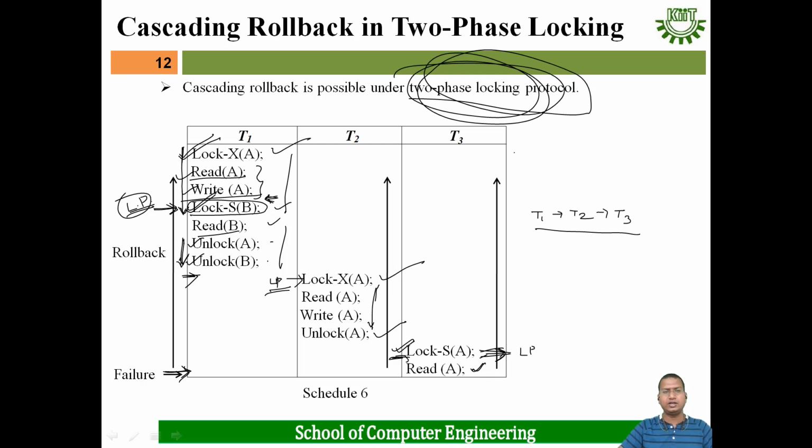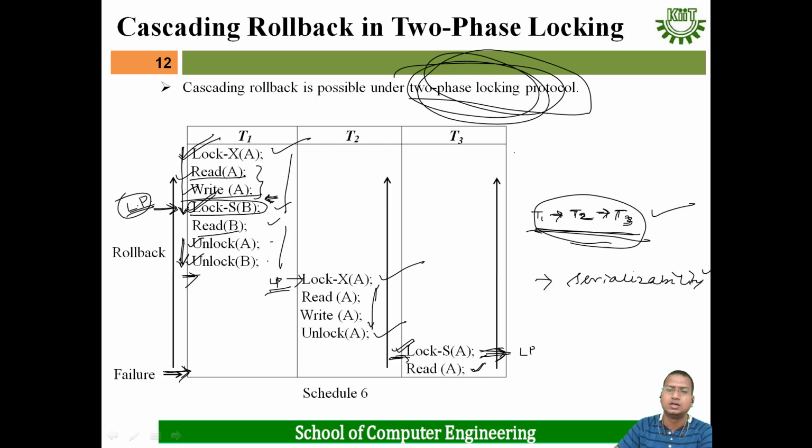The order in which the lock points of various transactions appear gives us the serializability order of transactions. In T1, the first lock point appears, so T1 will execute first. Then T2's lock point appears, so T2 will execute. Then T3's lock point appears, so T3. That means the serializability order is T1 first, then T2, then T3. In two-phase locking protocol, serializability is always maintained.